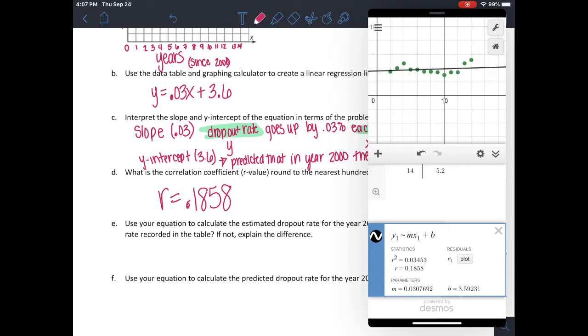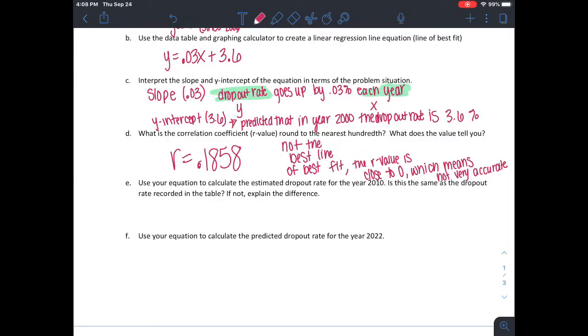Okay, so again, the closer to 1 your correlation coefficient is, the better your line of best fit is. Kind of however you want to explain this, I said it's not the best line of fit. The R value is close to 0, which means that it's not very accurate.